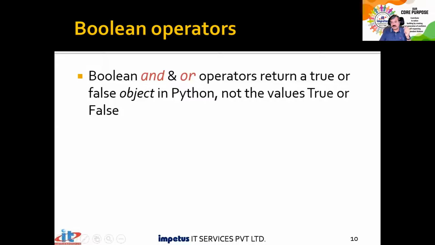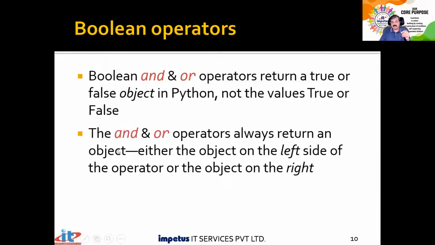It will not return you the value true or false, it will return you an object. Now, what do you mean by object? An object that represents true or an object that represents false, that is what it returns. In all other languages, when you use the and or or operator, you get only the value true or the value false. This is the only language where you get an object as a return value, not the result of the expression as true or false. So and or or operators always return an object. They do not return you the values true and false. They return an object, either the object on the left-hand side of the operator or the object on the right-hand side. That means when you write this AND condition, either I'll get the object on the left-hand side, that is X, or I'll get Y.